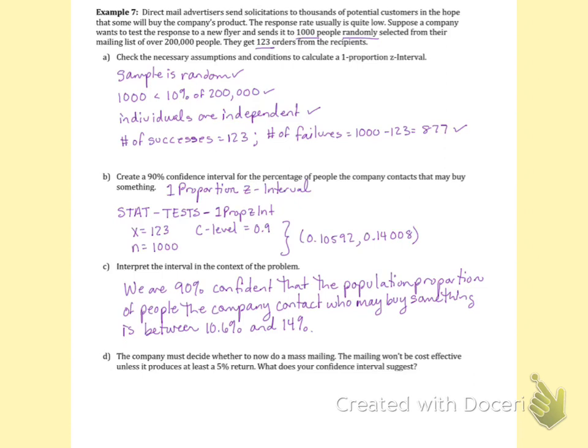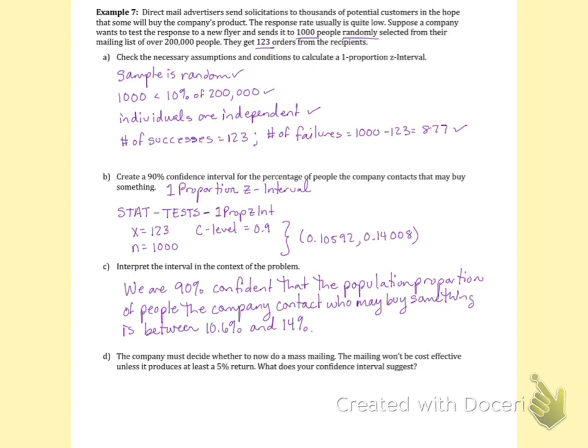So finally, for part D, it says the company must decide whether to now do a mass mailing. The mailing won't be cost effective unless it produces at least a 5% return. What does your confidence interval suggest? Notice that our confidence interval, the entire interval, is above 5%. We're saying that we're most likely going to get a return of somewhere between 10.6% and 14%.